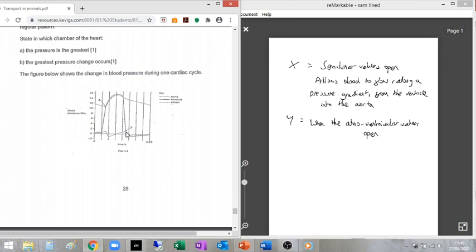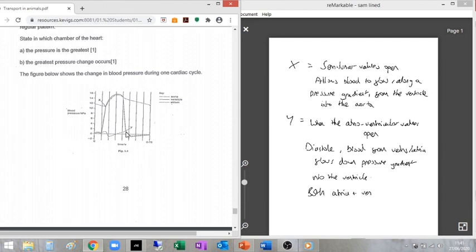When the atrioventricular valves open, that is very much a case of diastole. We are now in atrial and ventricular diastole at the same time. So blood from veins, and therefore the atria, flows down the pressure gradient into the ventricle. And both the atria and ventricle are relaxed when that happens.